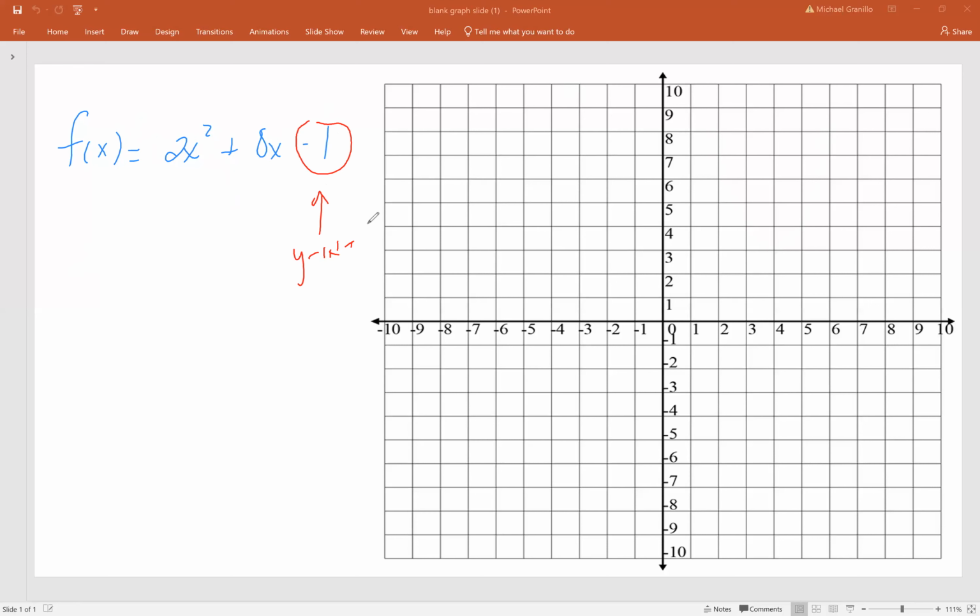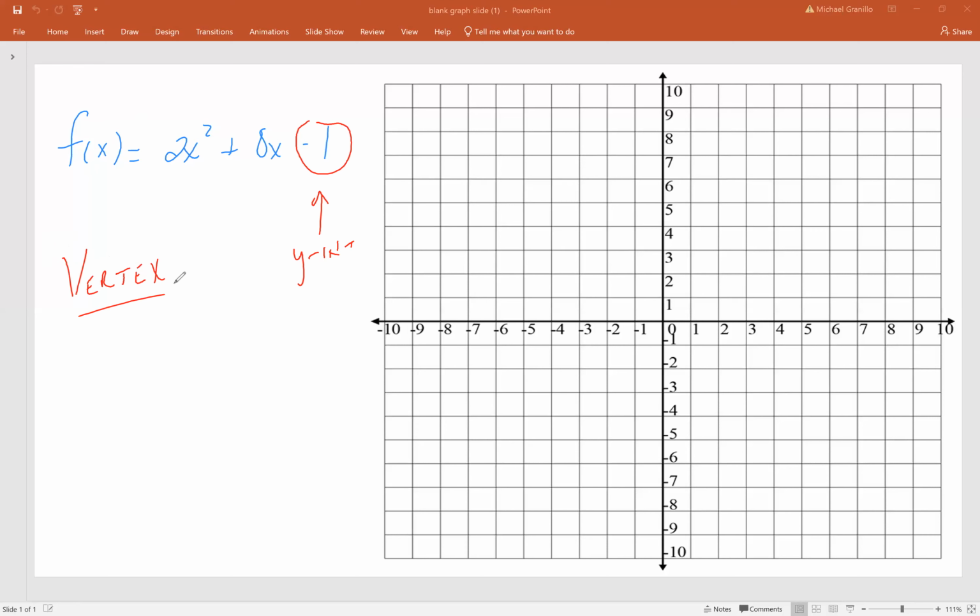Okay. But now, how do we find the vertex? How do we find the axis of symmetry? How do we know if it's a min or max? Well, really the key to all of that is the vertex. Once you find the vertex, everything else is going to be pretty straightforward.